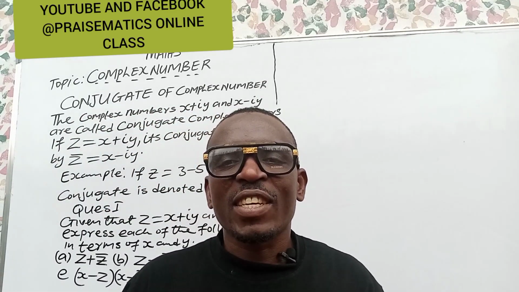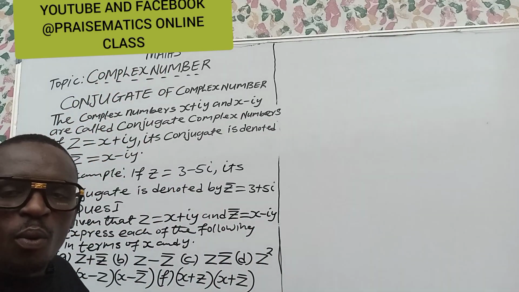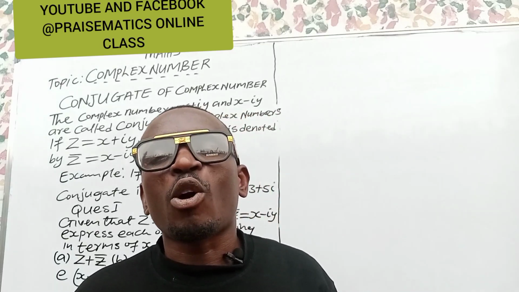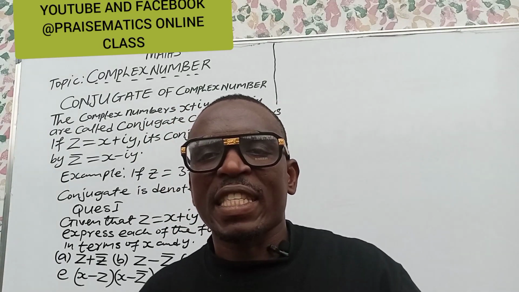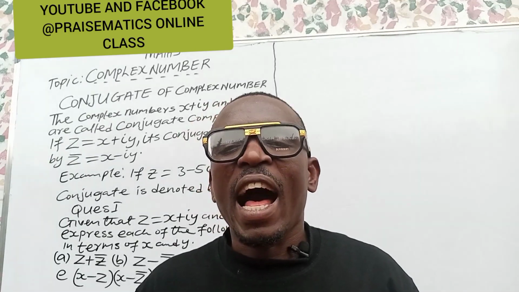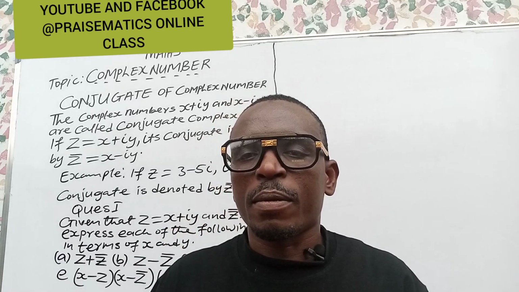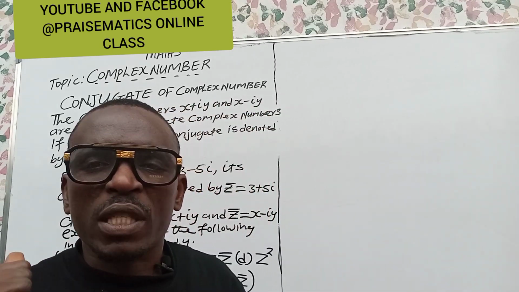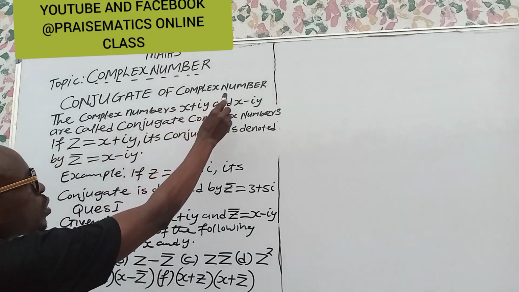In this class, we are going to look at the topic on the board, complex number. And what is a complex number? From our previous class, we defined a complex number as the summation of a real part, denoted by x, and a pure imaginary part, denoted by iy. But today, we are going to look at the concept of conjugate, the conjugate of a complex number.